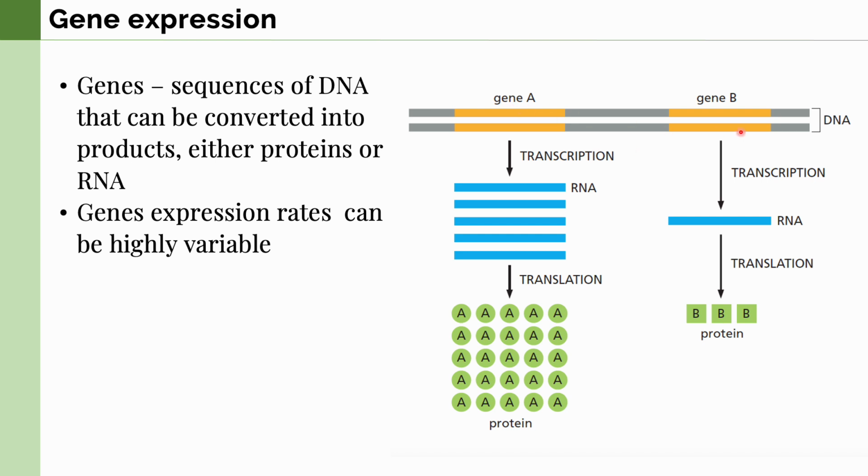Here we have two examples of two different genes. One gene is transcribed into many copies of RNA, and as a result, many copies of the protein are also translated. But the cell can also have a low expression rate of genes in which a small number of RNAs are transcribed from the original gene, and this results in a small amount of protein being produced.